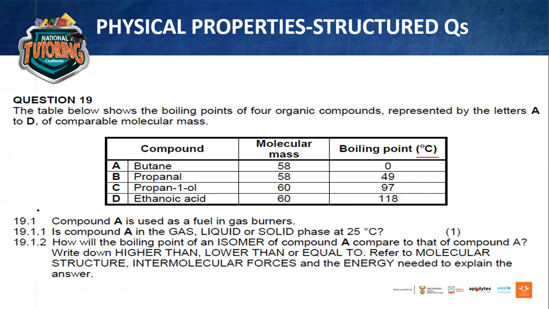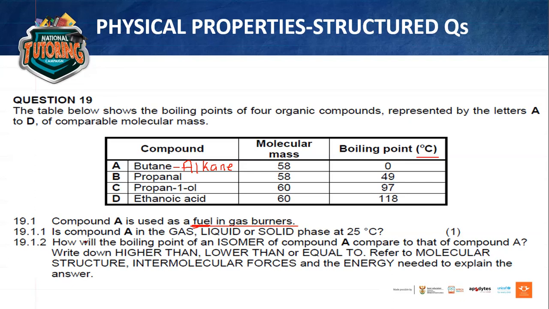Now we go to the questions. 19.1. Compound A is used as a fuel in gas burners. So butane is used as a fuel in gas burners. This is also one aspect that you need to know from the section on organic reactions, because butane is an alkane. It belongs to the homologous series alkanes. And we know the most important use of alkanes is that we use them as fuels. If we asked you, what is the most important use of alkanes? We'll say alkanes are used as fuels. So that is just the statement.